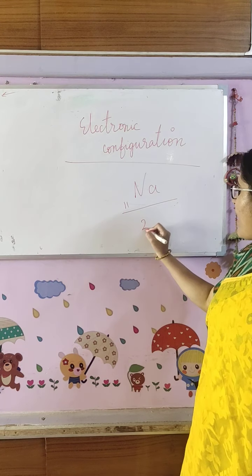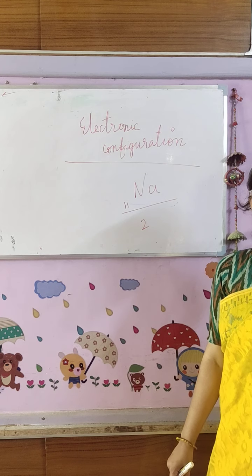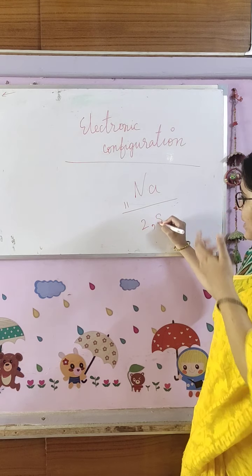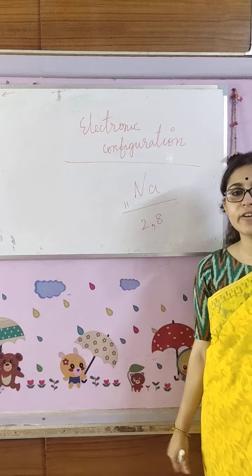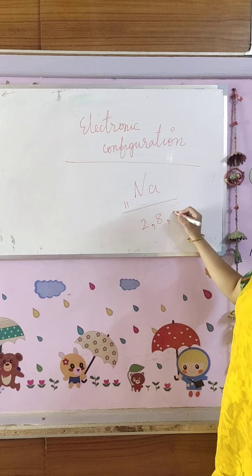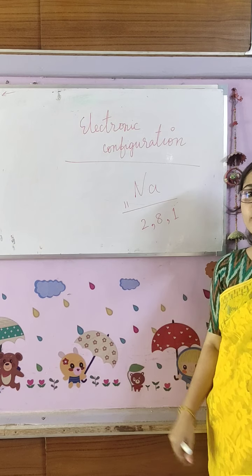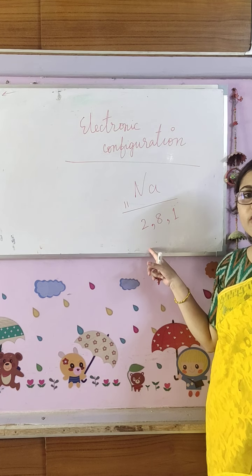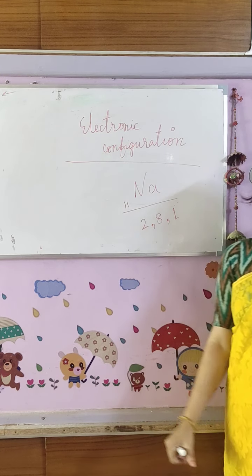As I told, the maximum capacity of the first shell is 2. There cannot be more than 2 electrons in the first shell. Then, in the next shell, the maximum capacity is 8. So in the next shell, 8 more electrons will go. And the last one will go to the third shell. So the total 11 will be distributed as 2, 8, 1. That is, the first shell has 2 electrons, the second shell 8 electrons, and the third shell 1 electron.